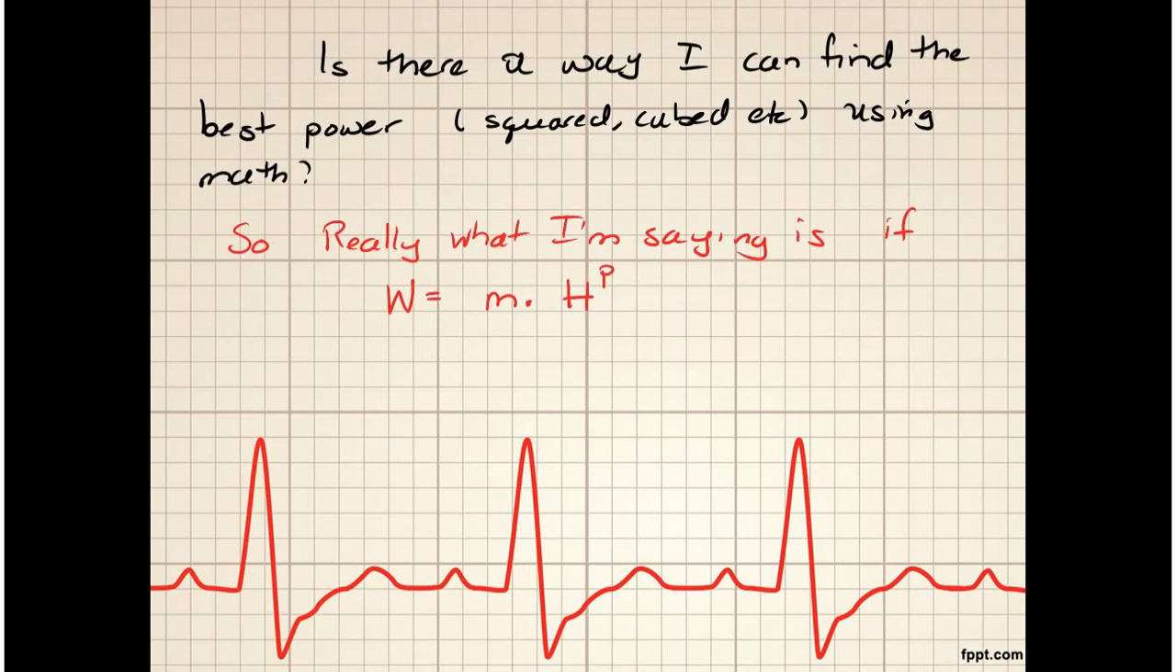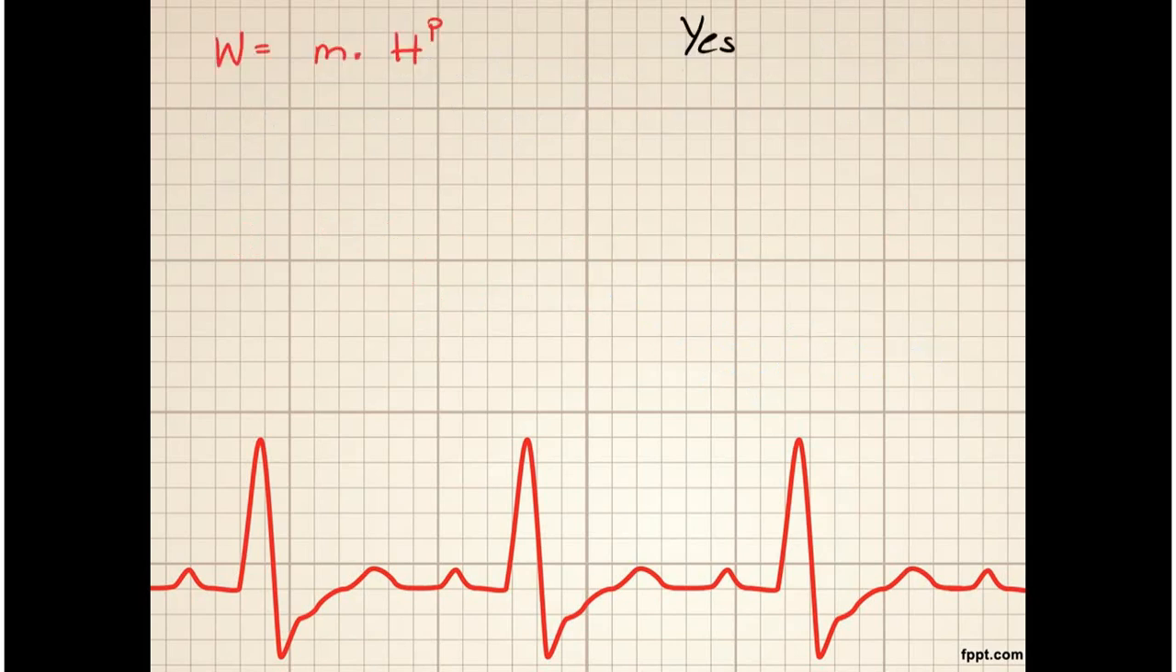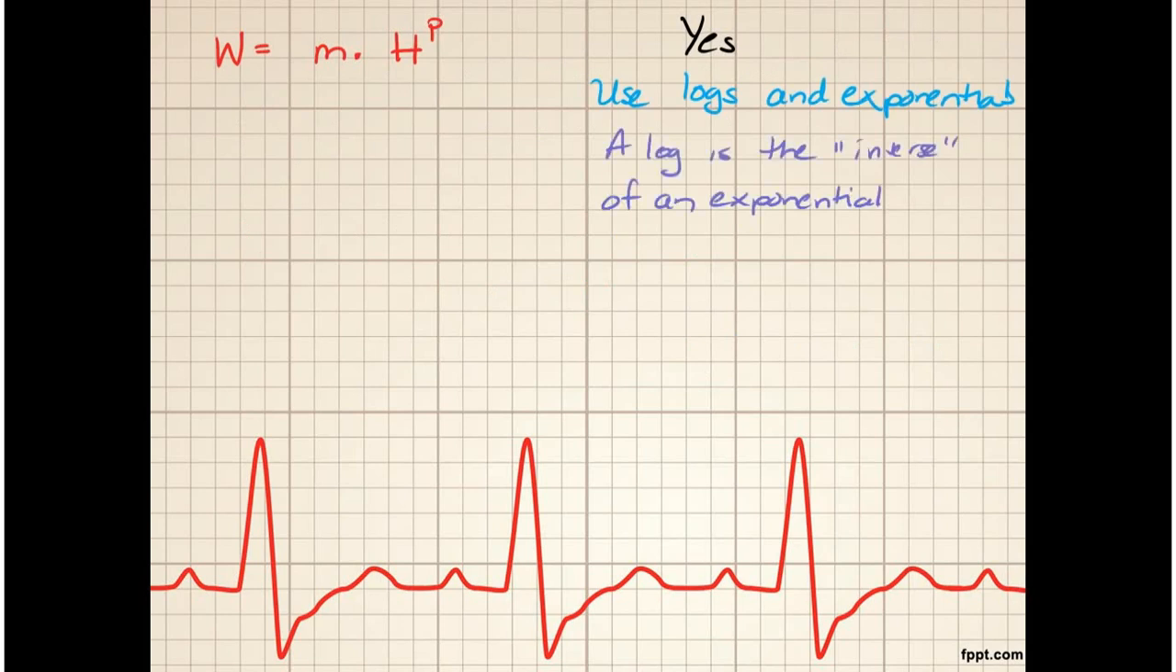So what I'm really saying is, if I know that weight is equal to some constant times height to a power, is there a way to find what that power is going to be, the best power? Is it going to be squared? Is it going to be just height alone, height to the 1 power? Is there a way that I can calculate it by using the data? And the answer is yes. I need to use logs and exponentials.